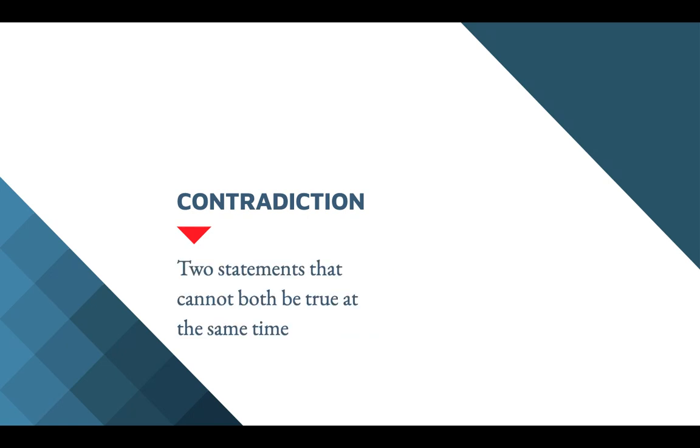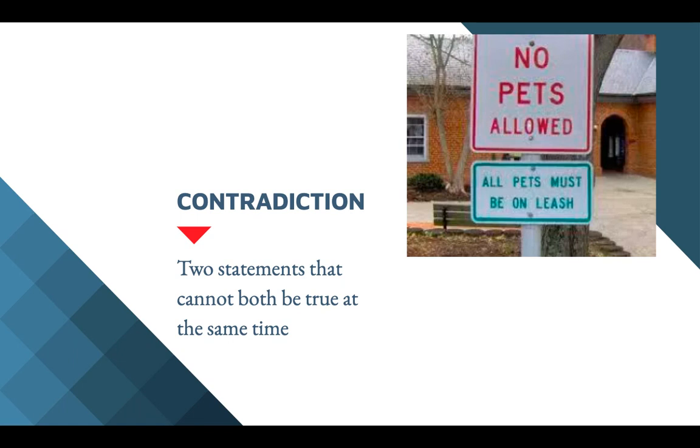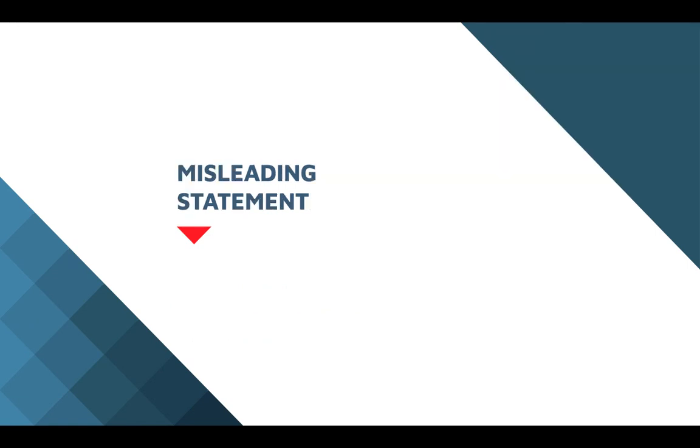The next one is a contradiction. This is two statements that cannot be true at the same time. When you contradict, it means you're kind of saying the opposite of what you just said. No pets allowed. All pets must be on a leash. Well, they can't both be true. Either they're not allowed or they have to be on a leash. Which one is it? This one takes a lot of skill to use correctly in a text, but it also takes skill to find it. So when you're reading those argumentative texts, you need to look for those contradictions.